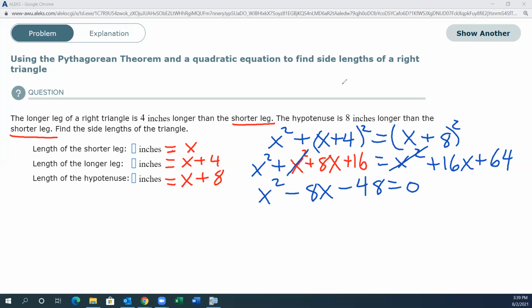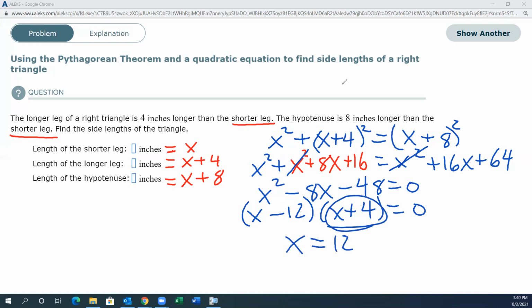Now I've got just a regular old quadratic equation, so I can do it on the calculator, I can do it by the quadratic formula, or I can factor it if it does factor. I think it does. I think (x minus 12)(x plus 4) will get the job done. When we set this factor equal to 0, we get 12, and when we set this one equal to 0, we get -4.